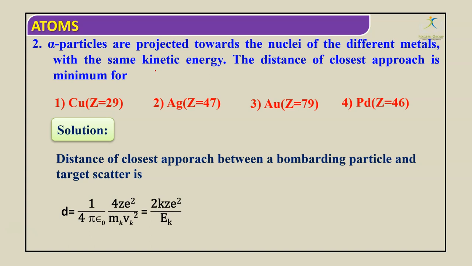So the solution: the distance of the closest approach between the bombarding particle and the target scatterer is d equals 1 by 4 pi epsilon naught 4 Z e square by m v square, which is equal to 2 k Z e square by E k, where d is directly proportional to Z. Students, this formula which I am explaining to you, write down in your short notes so that during the exam we don't have to memorize all the formulas. According to that, the correct option is Cu, Z is equal to 29.